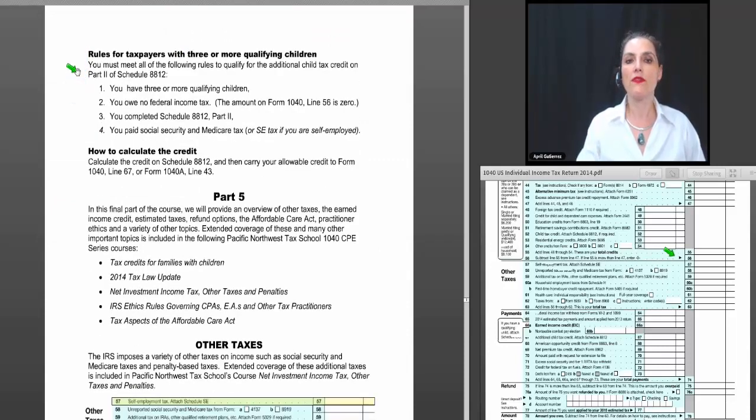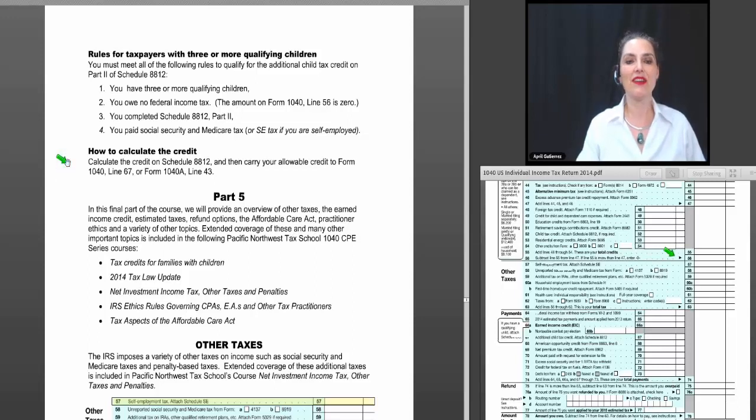You must meet all of the following rules to qualify for the additional child tax credit if you figure it in Part 2 of Form 8812, or now it's Schedule 8812. You have 3 or more qualifying children. You owe no federal tax. You complete Schedule 8812 Part 2, and you must have paid Social Security and Medicare tax or Social Security or self-employment tax if you are self-employed.